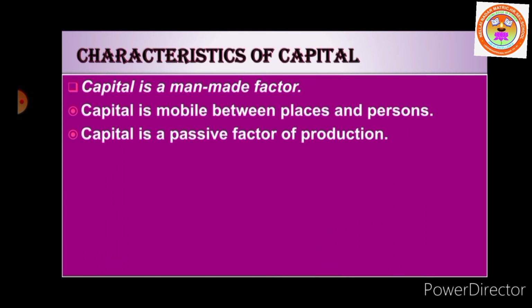Next, capital is mobile between places and persons. Capital has high mobility among all the factors of production. Capital has the highest mobility. Land is immobile, labor has the least mobility, while capital has both place mobility and occupational mobility.